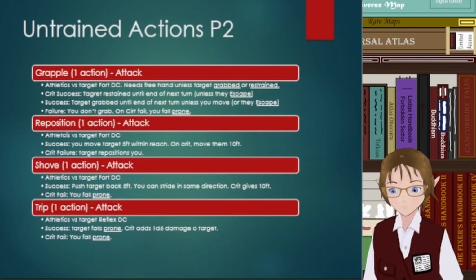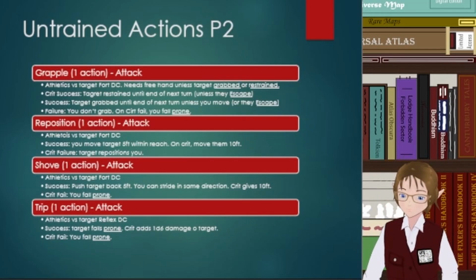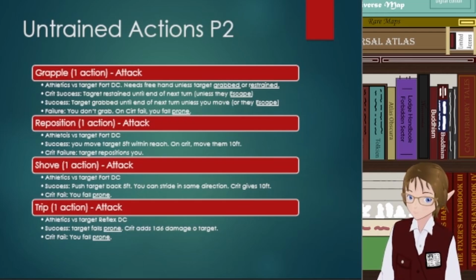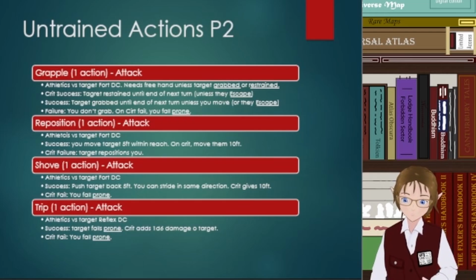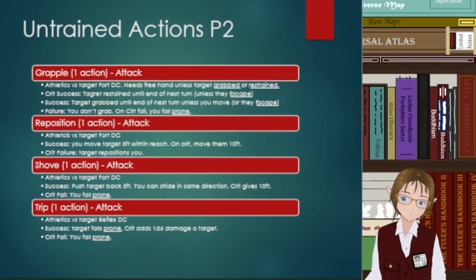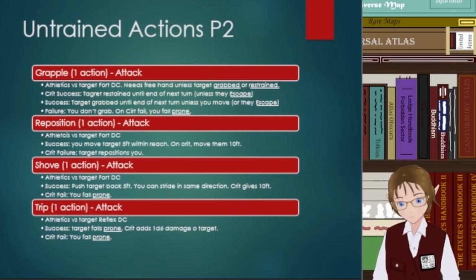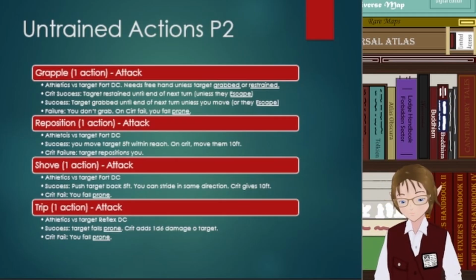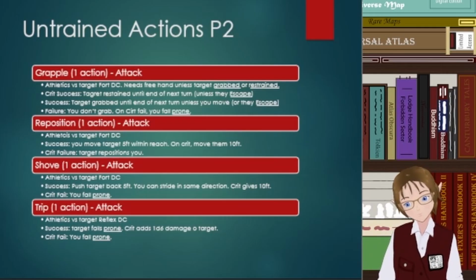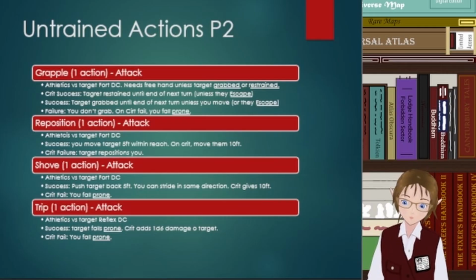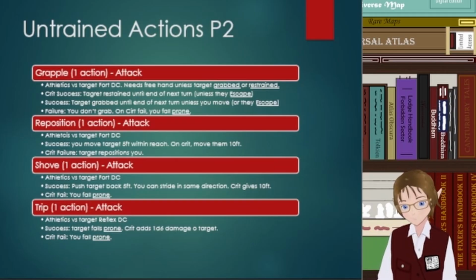Okay, so this next slide is also untrained actions, but these ones are more useful in combat. I understand the text got very small on these. That's because, quite simply, there's a lot of them. So the 4 major combat actions that you can do well untrained, but which you're unlikely to succeed upon without being at least trained, are grapple, reposition, shove, and trip.